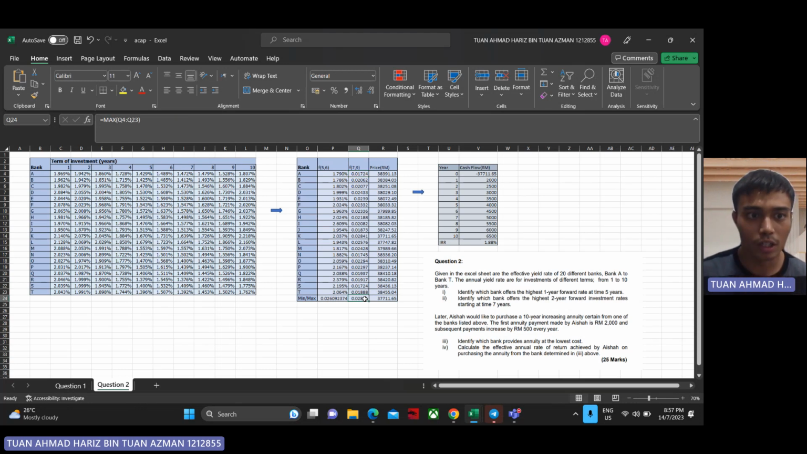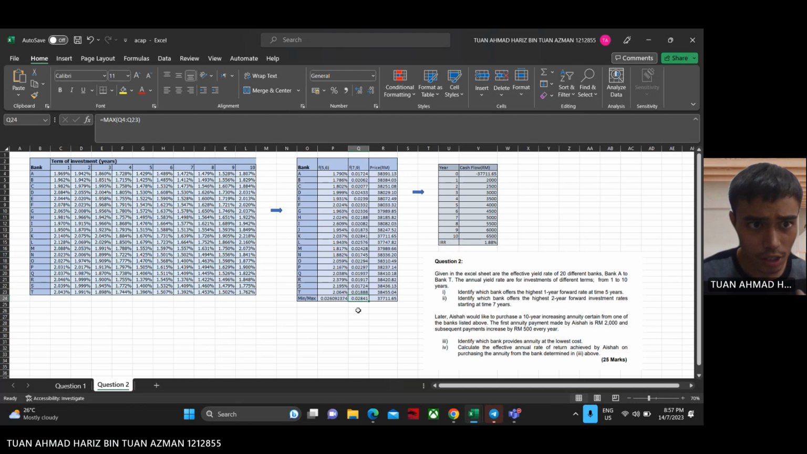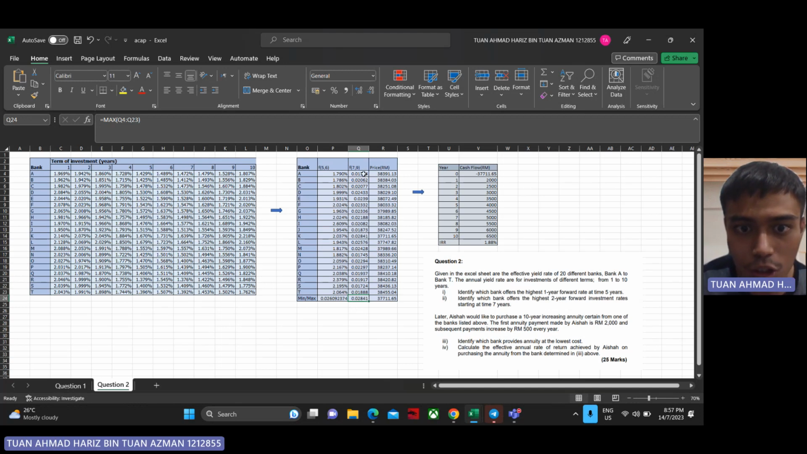And then after that, we can use the same max function as we used in question 2.1, right here, and just use it from here, Q4, the coordinate, until Q23.